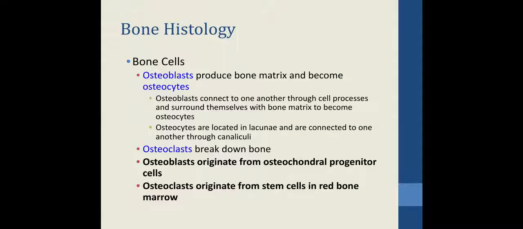Osteoclasts are the things that break down bone. So there are instances when you want to break down bone, you have osteoclasts. Osteoblasts come from a very special kind of cell that we call an osteochondral progenitor cell. And that's a really fancy word for a bone and cartilage stem cell. That is where we're going to make our osteoblasts or our chondroblasts that will then make osteocytes or chondrocytes. And we find that these osteoclasts are going to be originating in the red bone marrow. So in your bones, there's red bone marrow, and that is where we are getting these cells from.